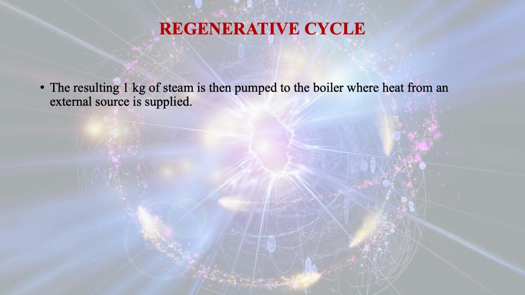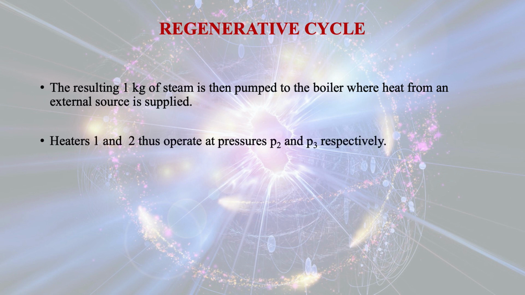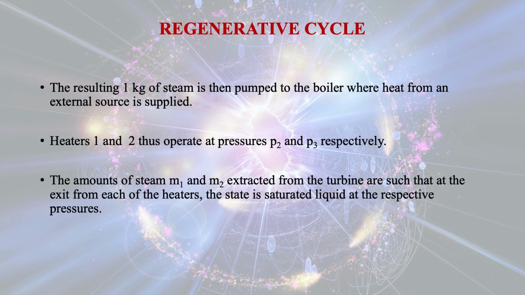The resulting 1 kg of water is then pumped to the boiler, where heat from an external source is supplied. Heaters 1 and 2 thus operate at pressure P2 and P3 respectively. The amounts of steam M1 and M2 extracted from the turbine are such that at the exit from each of the heaters, the state is saturated liquid at the respective pressures. Now, dear learners, please see the diagram.